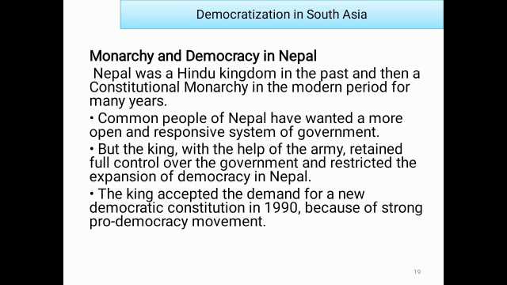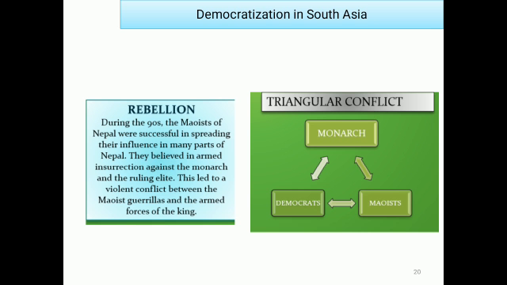But the king did not want the condition of democracy to improve there. The king accepted the demand for a new democratic constitution in 1990 because of a strong pro-democracy movement and the very famous rebellion. During the 90s, the Maoists of Nepal were successful in spreading their influence in many parts of Nepal. They believed in armed insurrection against the monarch and the ruling elite.